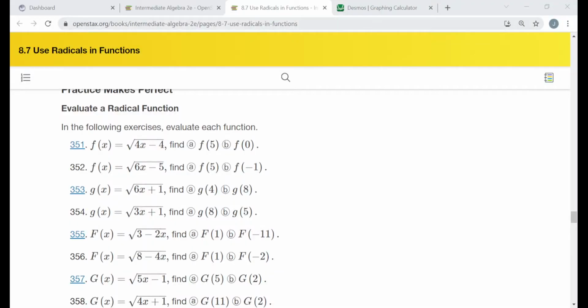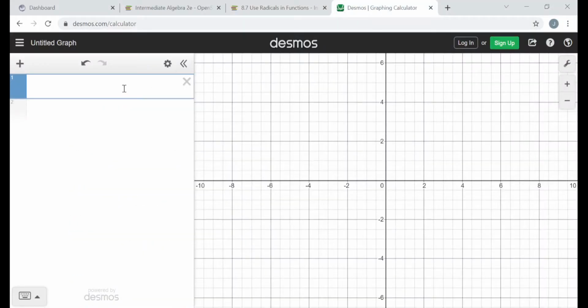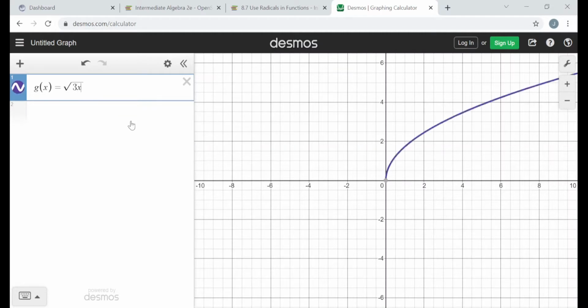Back to desmos.com. Now let me enter the function we were given, g of x equals the square root of 3x plus 1. And here you go, a very similar shape to the last one, only it's starting here at (-1/3, 0). If I were to input -1/3 for x, you'd get 0 for y. If I were to input 0 for x, you'd get 1 as your output, the square root of 1.